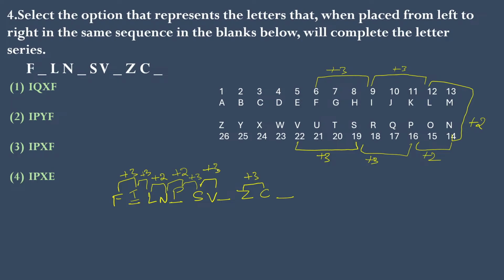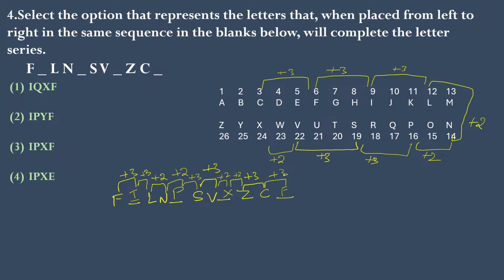Again, here we have a plus 2. So what is the plus 2 of V? We have X. So here we have X plus 2. From X to Z we have plus 2. Okay. So Z to C we have plus 3, C plus 3 we have F.